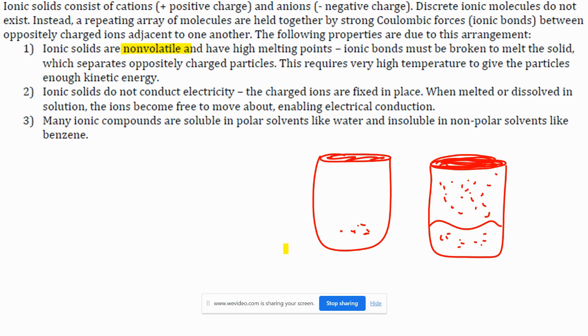They have high melting points. Those attractions have to be broken in order to melt the solid, which separates into oppositely charged particles. Again, very high temperatures. You're never going to have that at room temperature. All ionic substances are solids at room temperature, and they're collectively known as salts. So in chemistry, salt isn't just sodium chloride. It's any ionic compound.